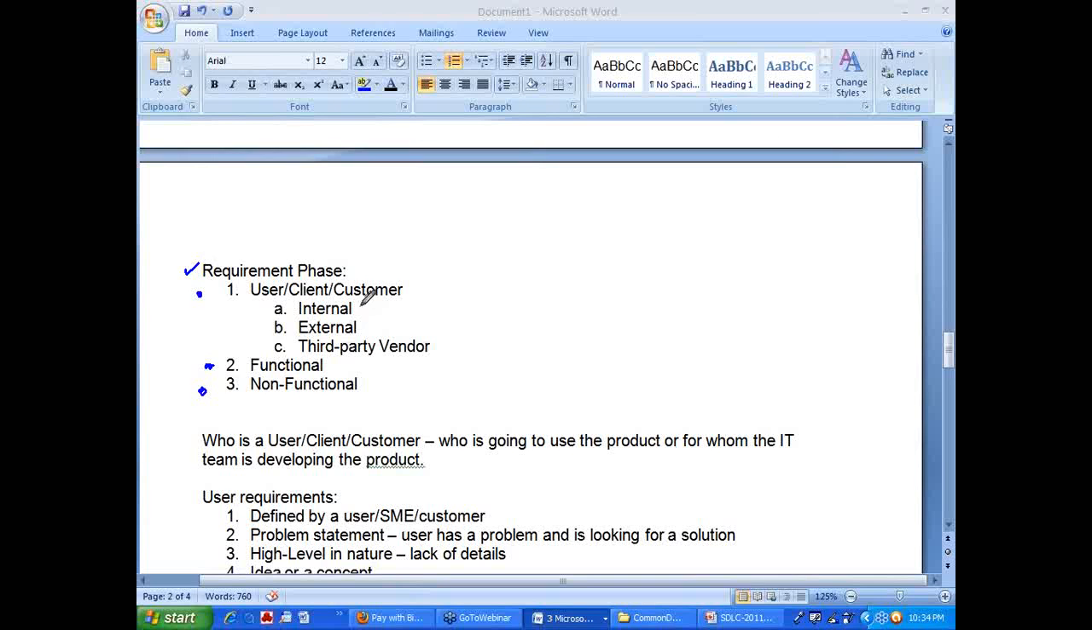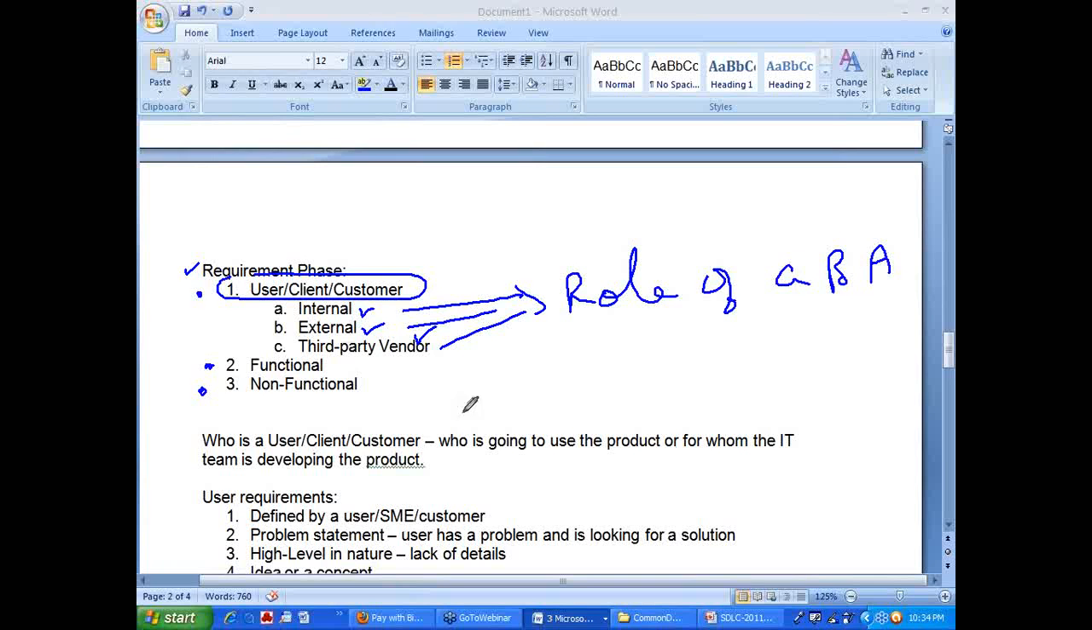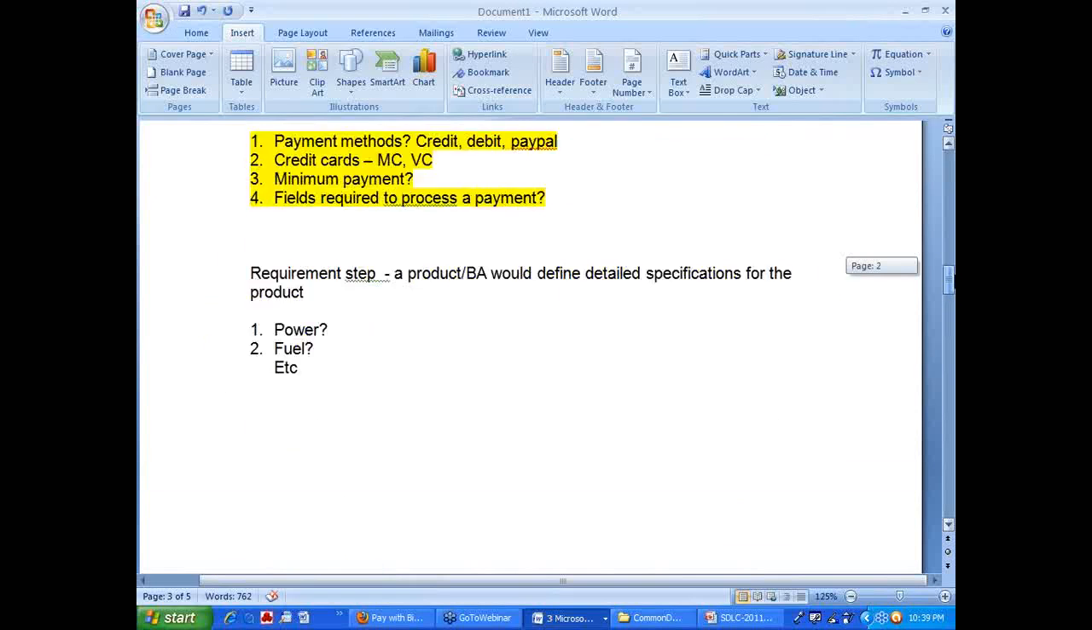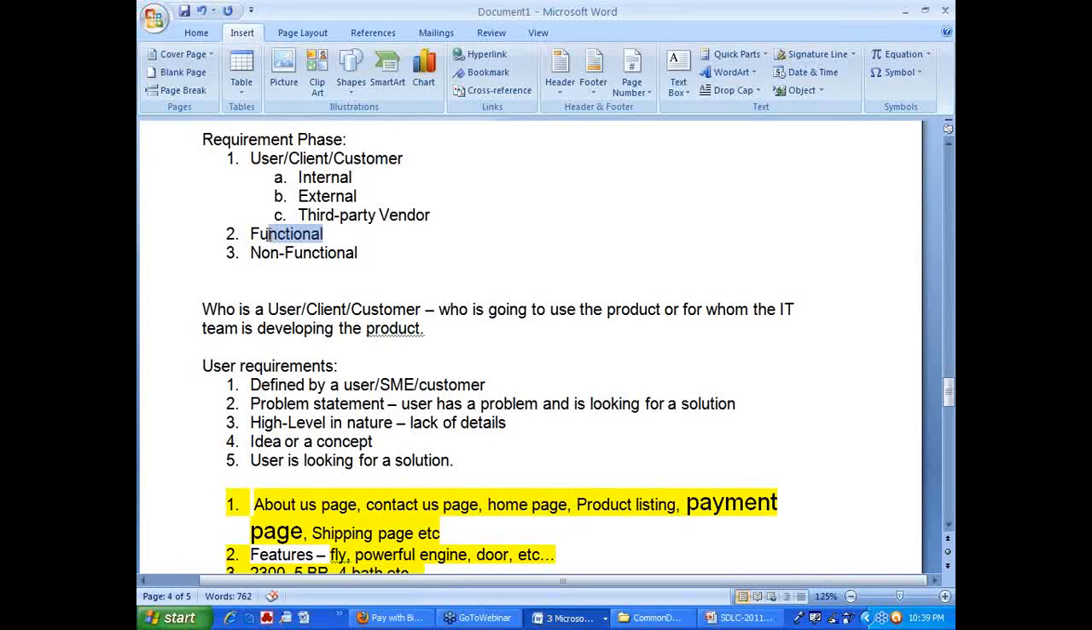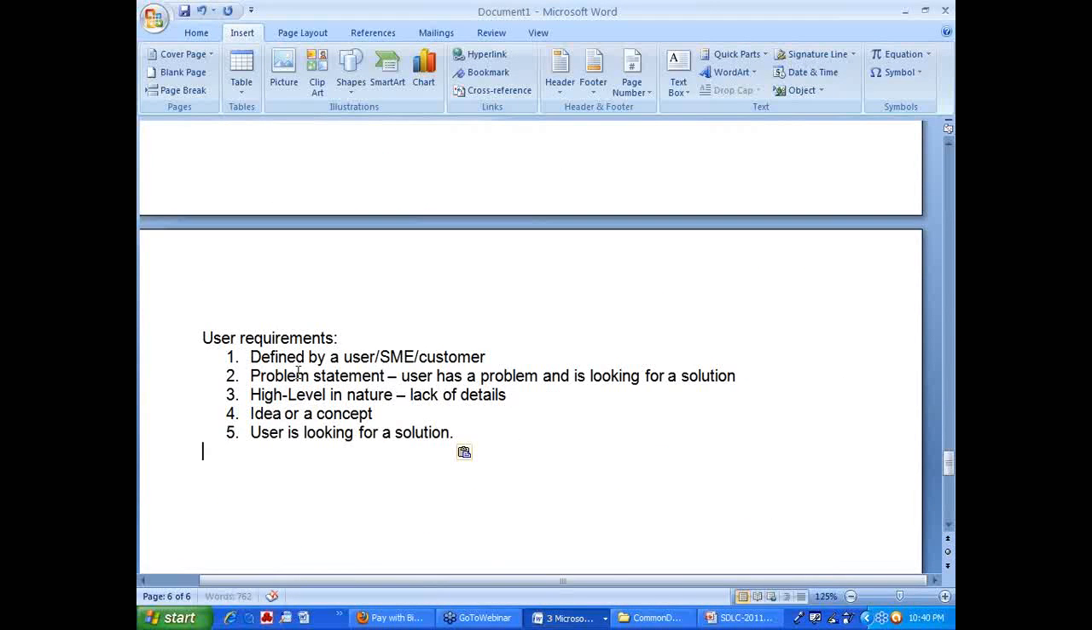So we started off with the requirement phase, three types of requirements: user, functional, non-functional. Then we looked at types of users. Before even looking at what user requirements are, we looked at internal, external, and third-party vendors and the role of a BA in each phase. Then we also looked at what user requirements are. Now we are going to look at functional requirements and non-functional requirements. So let's go on to look at functional requirements.